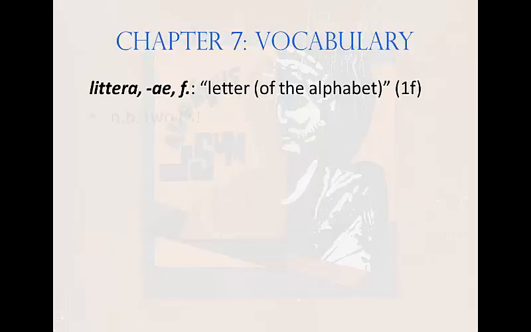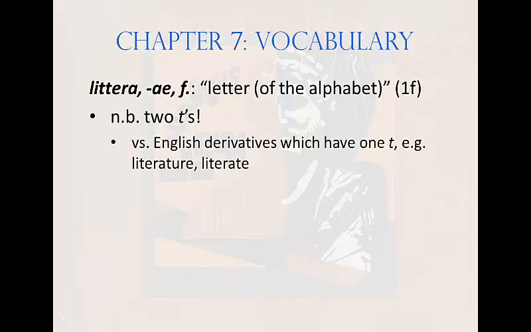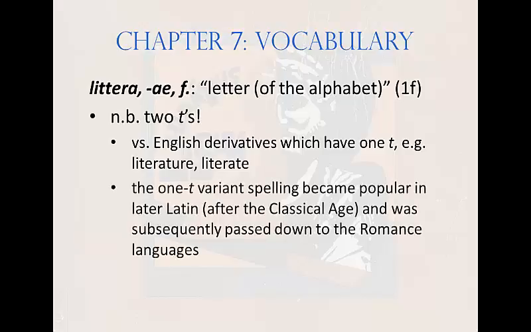And here's another thing worth noting about this fascinating word. Notice how the classical form of littera has two T's in it. That's why our derivative letter has two T's. But we have other derivatives from this word with only one T, like literate or literature. The reason for these two different spellings is that the one T variant became popular in later antiquity, the 3rd and 4th centuries of the modern era.